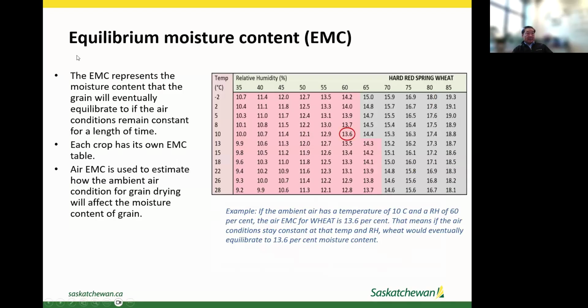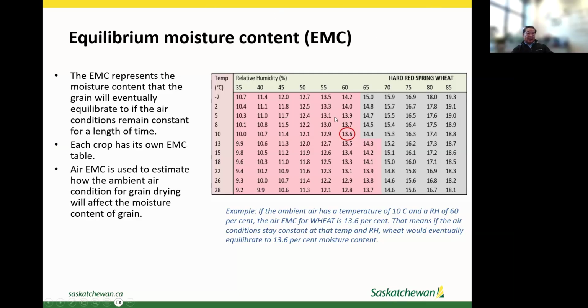The next concept we want to introduce is the equilibrium moisture content, so-called EMC. The EMC represents the moisture content that the grain will eventually equilibrate to if the air condition remains constant for a lengthy period of time.